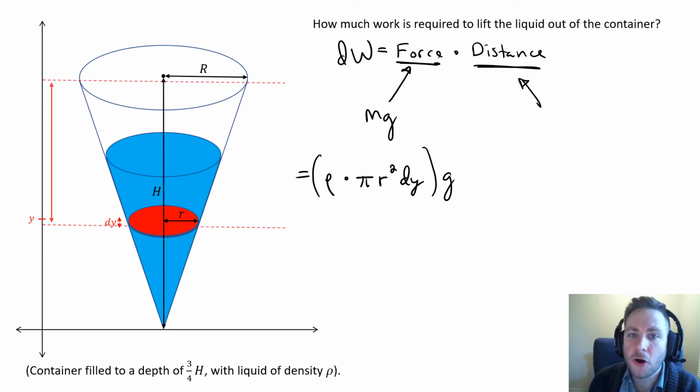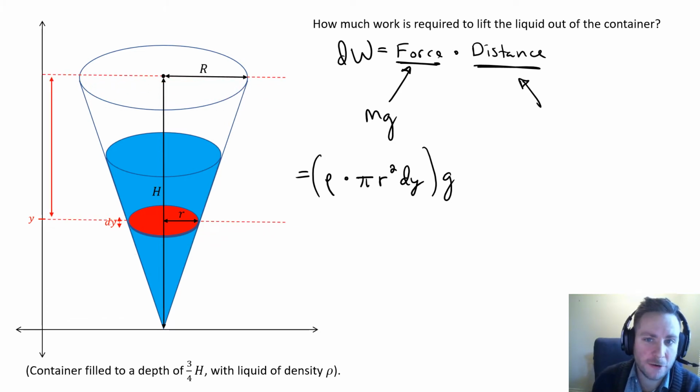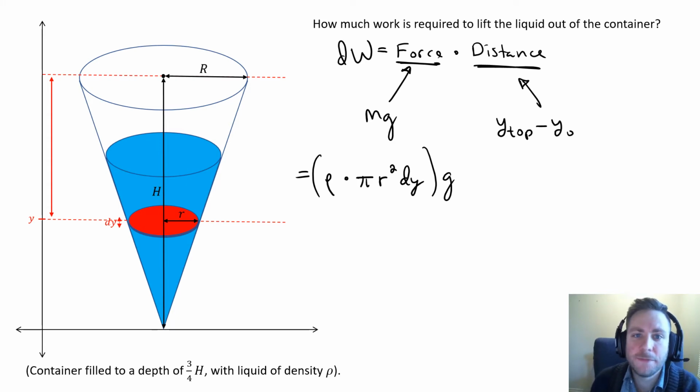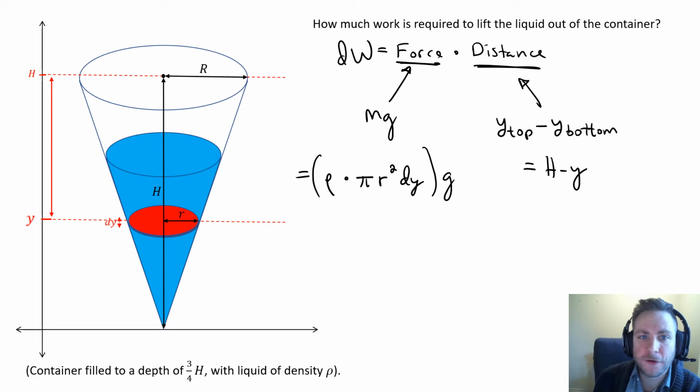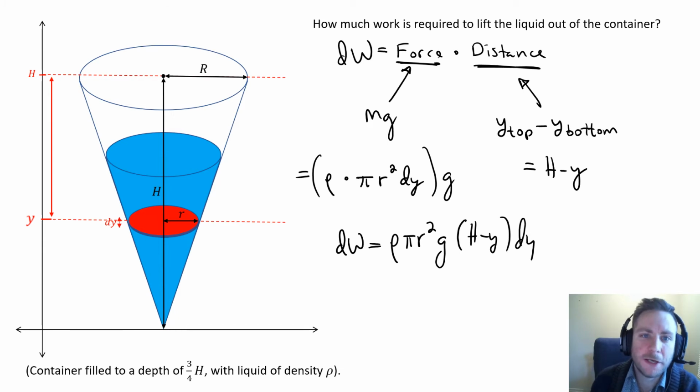Remember that each disk only needs to travel to the very top of the container, so the distance traveled is represented by this vertical distance in our diagram. And as always, a vertical distance can be viewed as a difference of y-coordinates. Due to the position of my axes, the y-coordinate at the top would be h, the same as the height of the cone, and the y-coordinate at the bottom would be y, the same y value that was used for positioning our disk. So taking the difference of these, we find that h minus y is our distance traveled. And now all of this multiplies together as force times distance to get the work done on this disk.